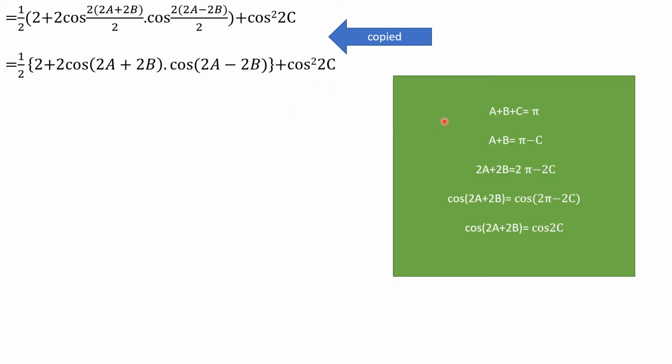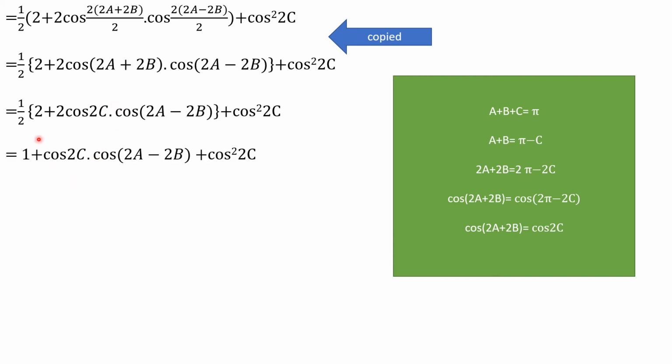Now my question, A plus B plus C is equal to pi, which means A plus B is equal to pi minus C. We will multiply both the sides by 2. Then we operate cos on both the sides. And here is cos 2 pi minus 2C. We know cos 2 pi minus 2C is cos 2C. So here we have cos 2A plus 2B, and cos 2A plus 2B is cos 2C. So we have replaced this by cos 2C and remaining terms are copied as it is.